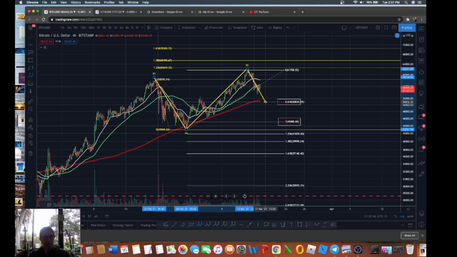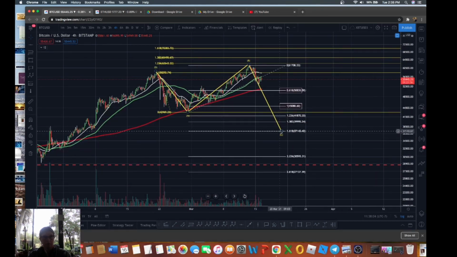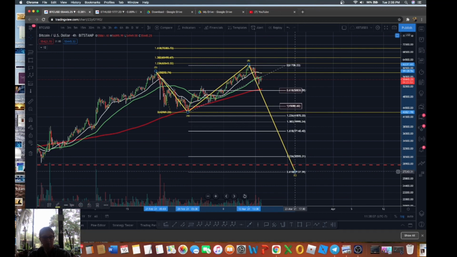Now, an expanded flat is the other flat that breaks the top of the A, and it breaks the bottom of the A wave and usually comes to the 618. But I have seen them come as far down as the 2.618. That is the extreme. That is the furthest that it can go. Goes past that, it's something else. You either have a connection of corrections or it's something different. That's the deepest it can come for this to be an expanded flat.